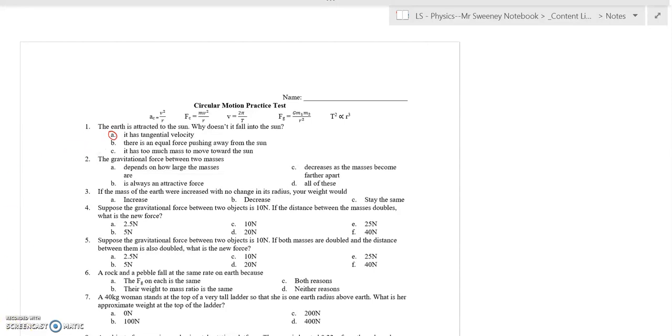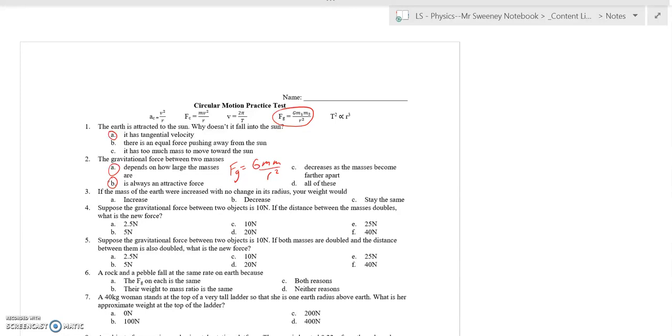Number 2, the gravitational force between two masses. So we're talking about the equation at the top of the screen here, your universal law of gravitation, G m over r squared. This force depends on how large the masses are. True. If the masses are bigger, that force of attraction is bigger. Choice B, is always attractive. Also true. Everything in the universe with mass is attracting everything else in the universe with mass.